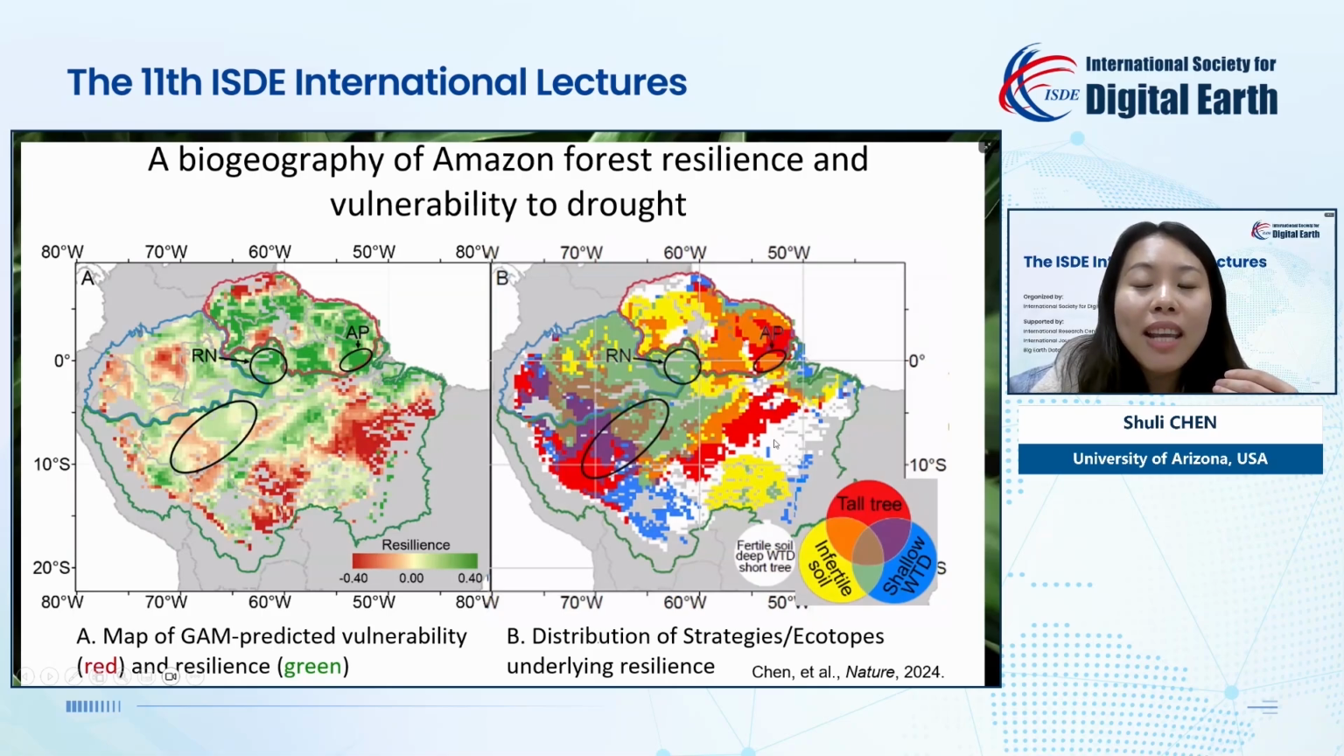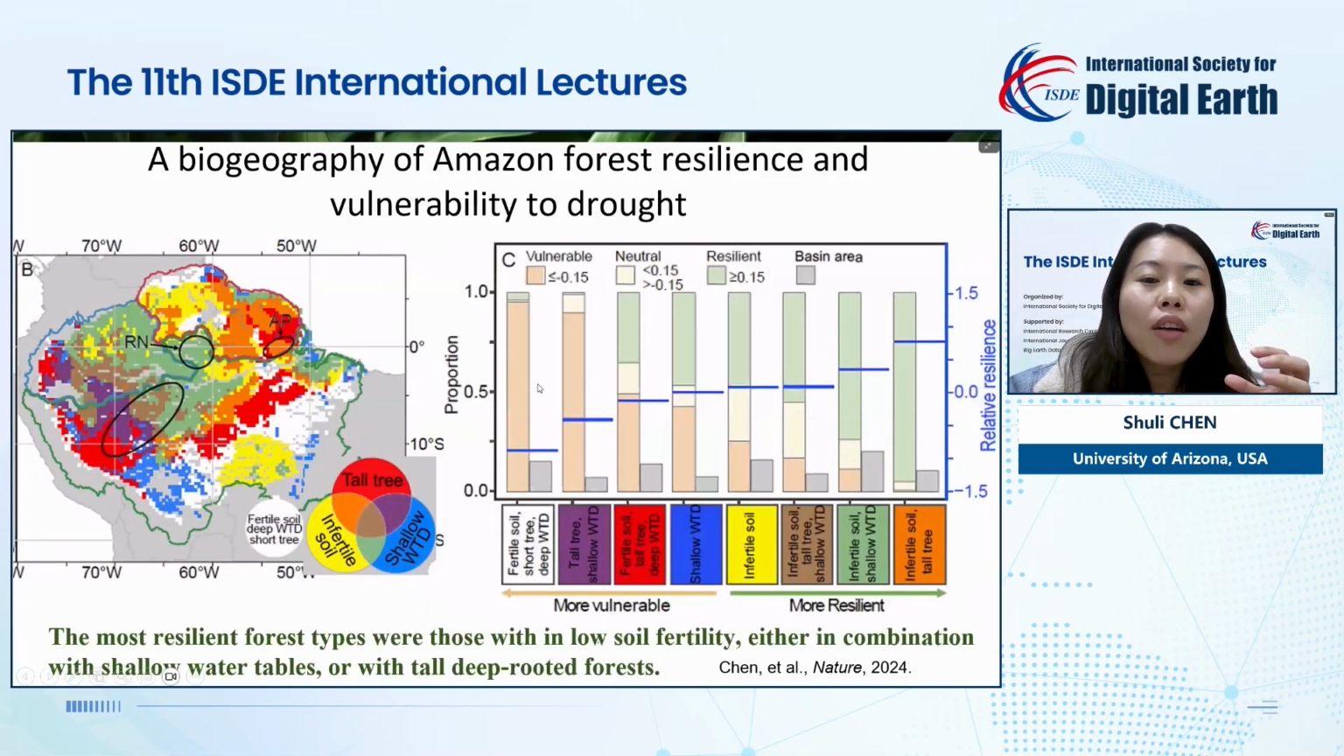Intriguingly, the white area matches well with the red vulnerable region in panel A here. So this indicates the resilience map works well with the different ecotope strategies. And to quantify the resilience of the ecotope strategies, I calculated the distribution of resilience based on the different ecotope strategies. This shows the most resilient forest types are those with low soil fertility, either in combination with shallow water tables or with deep-rooted forest.